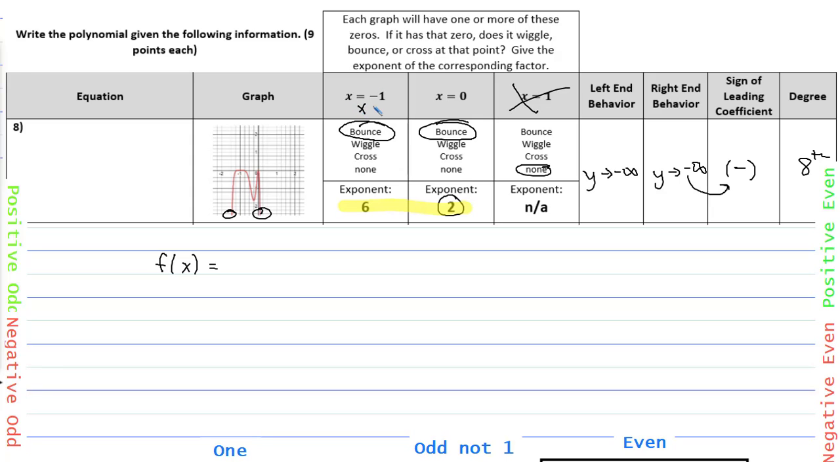Remembering x minus 1 was the factor of x plus 1. X equals 0 is 0, or it's just x. So my leading coefficient is negative. I just need to choose any negative number, so I'm going to choose negative 5. X to the second, and x plus 1 had the power of 6 for the exponent. That's it of those where you're doing it from the graph and coming up with the equation.